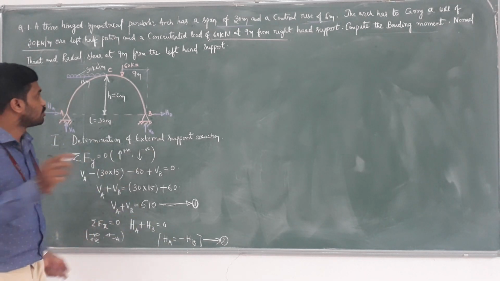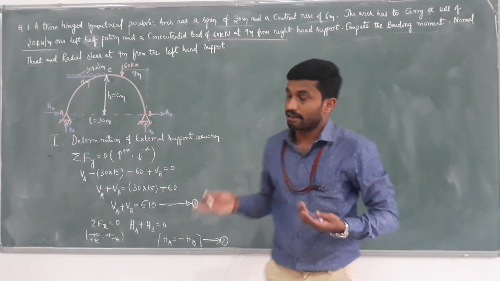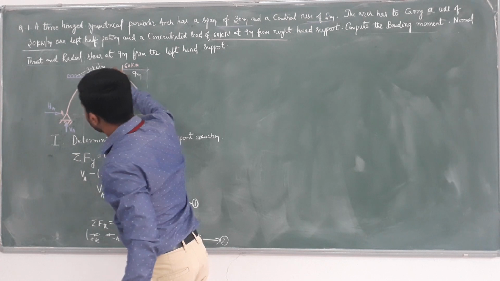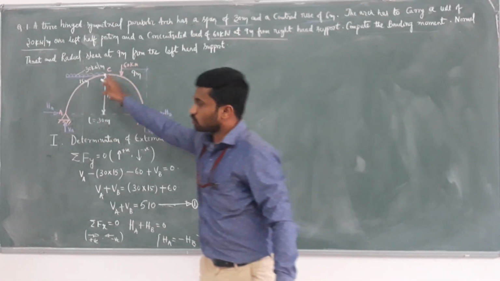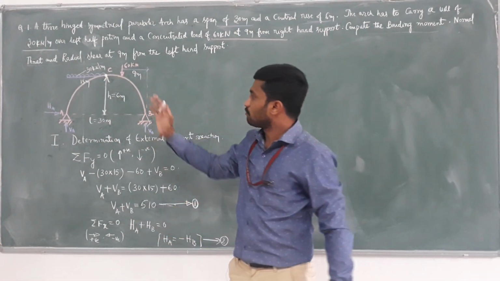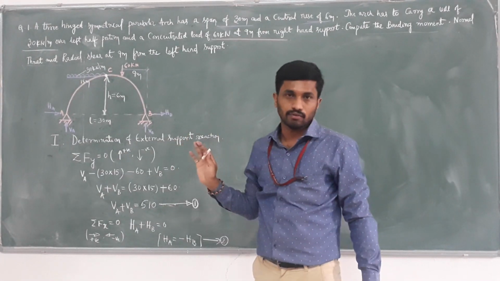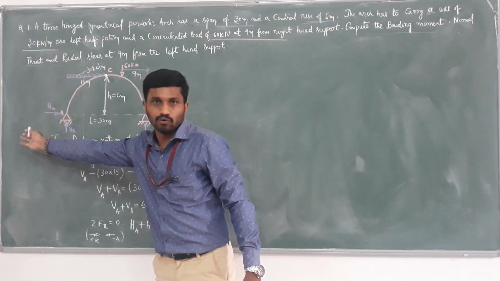That is H. So, how do we determine that H? Generally, we use the crown portion. With respect to the crown, take moments of the left portion or the right portion, any one portion. So we get the H value.